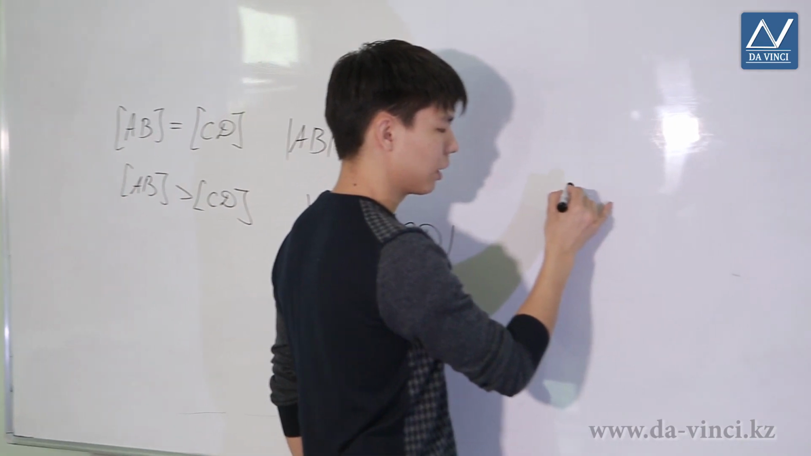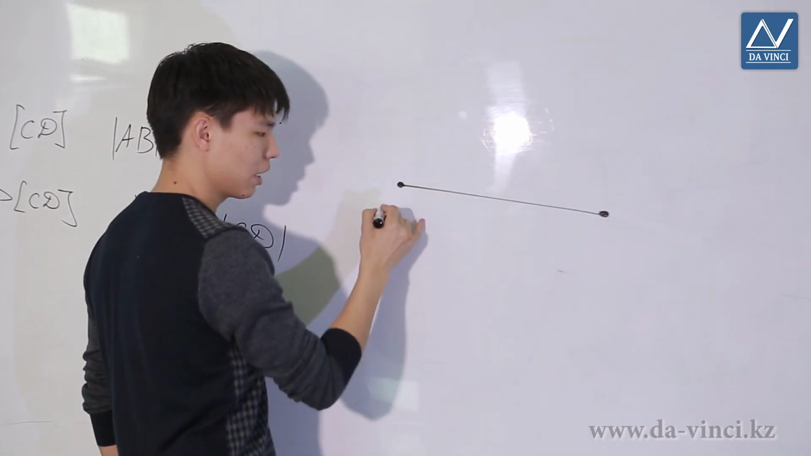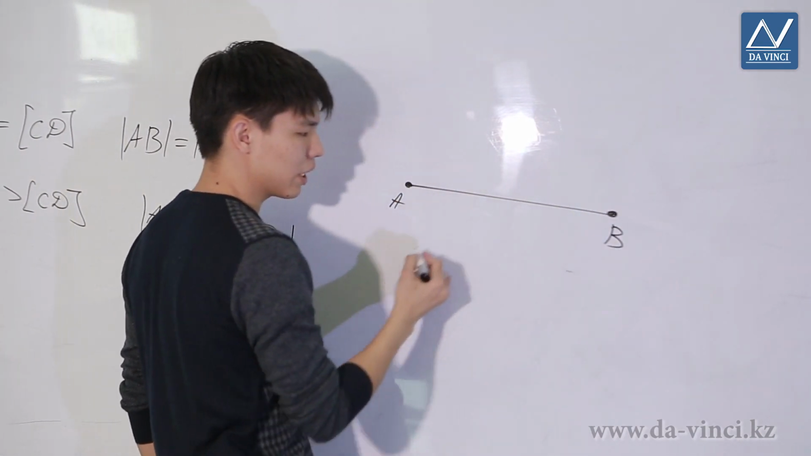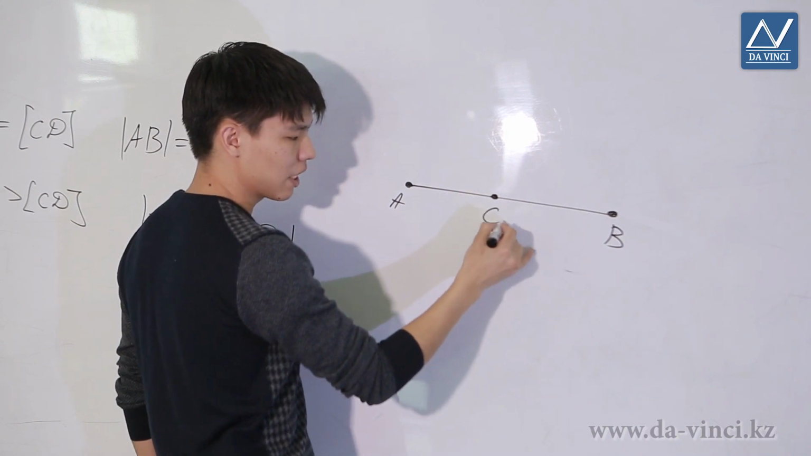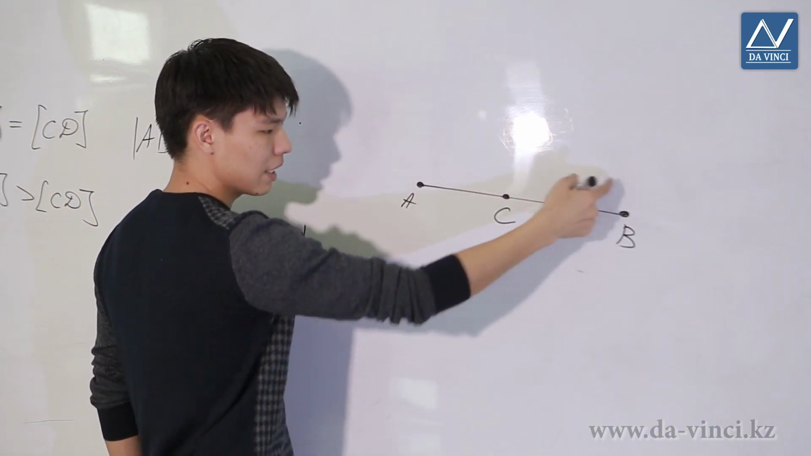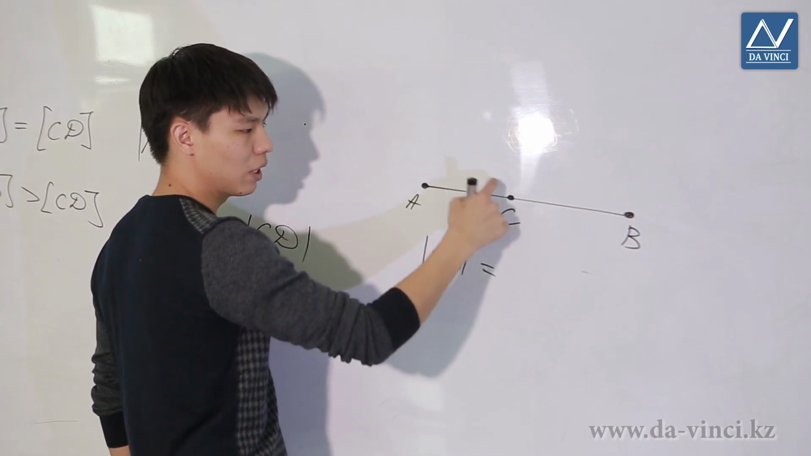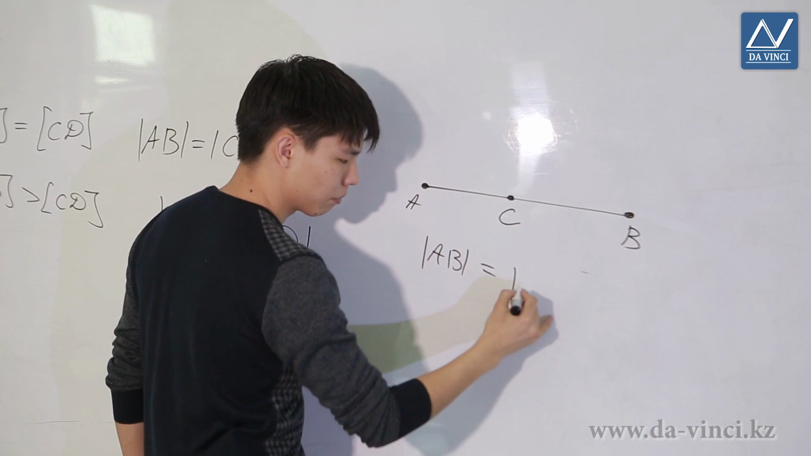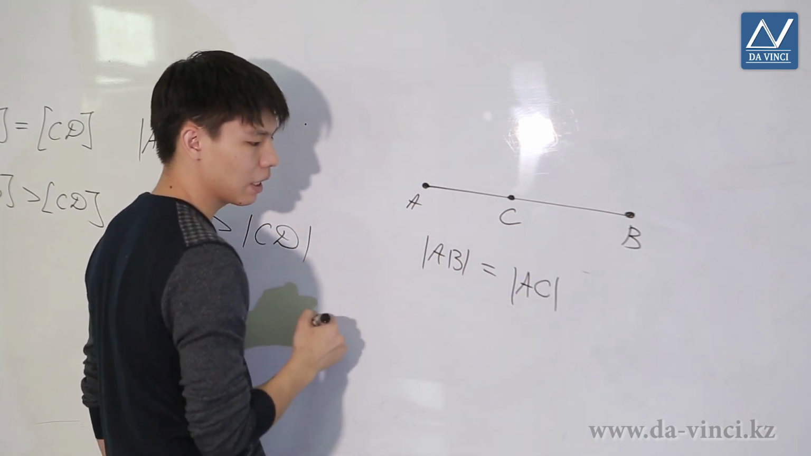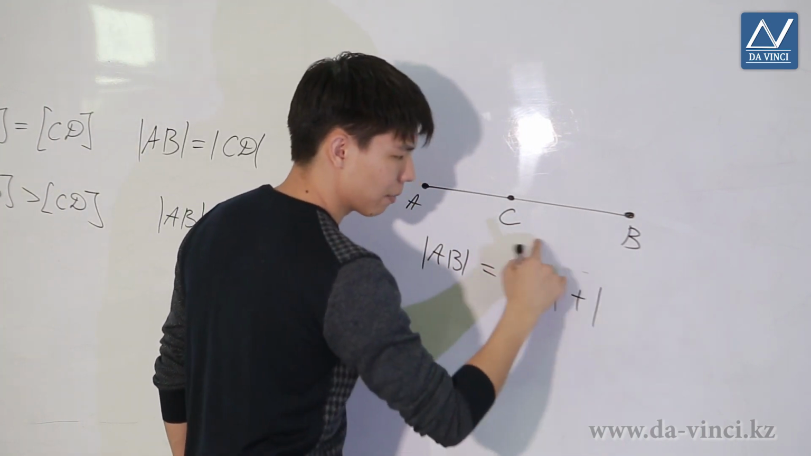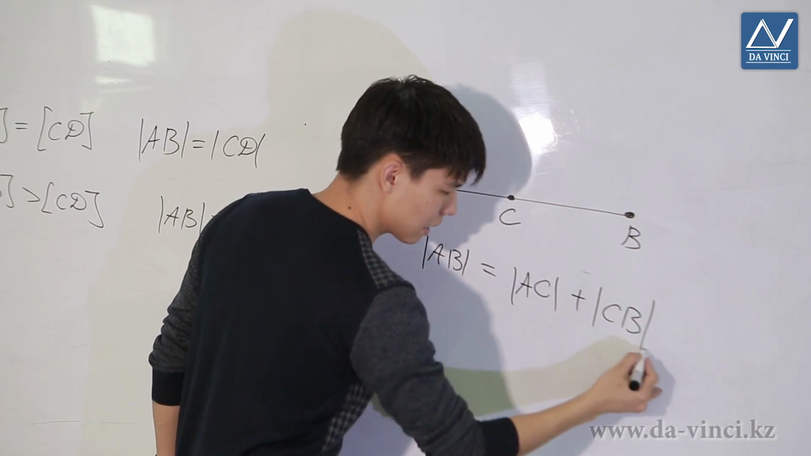Let's now consider this. Let's assume we have a specific segment AB, and it is divided by a point C. The length of segment AB is determined by adding the lengths of segments AC and CB together, as they form the total length of AB. That is, we can state that the length of AB is equal to the sum of the length of AC and the length of segment CB.